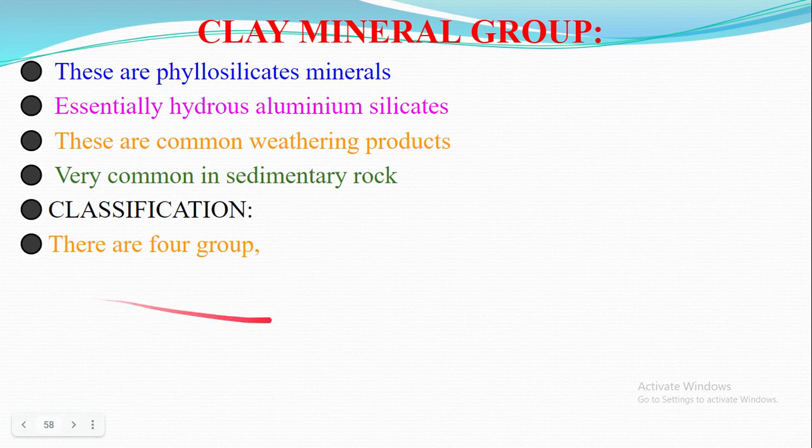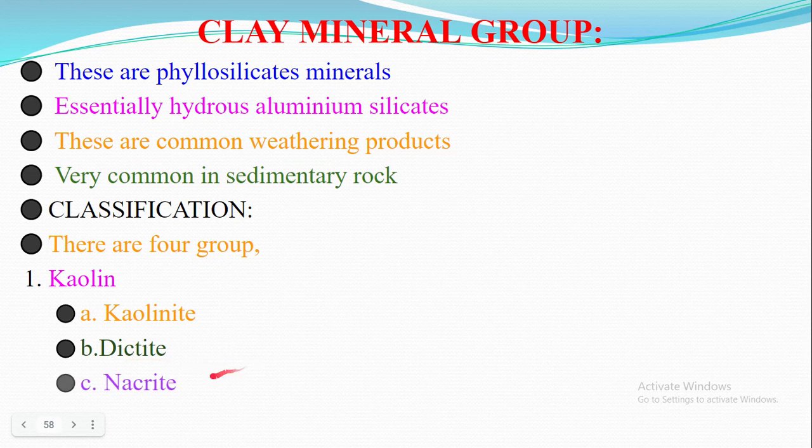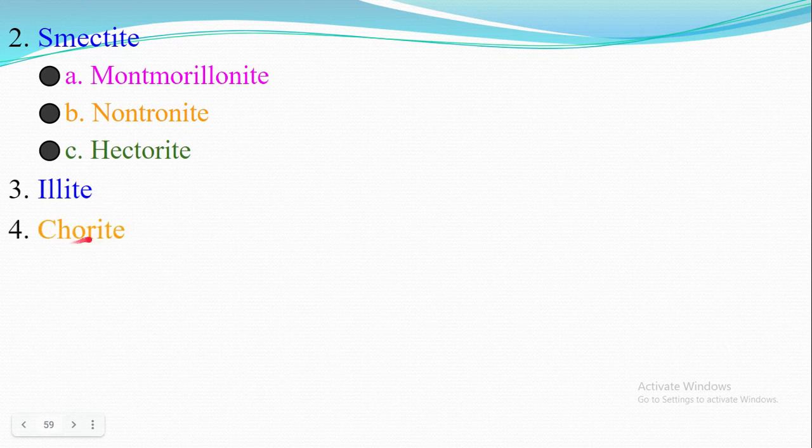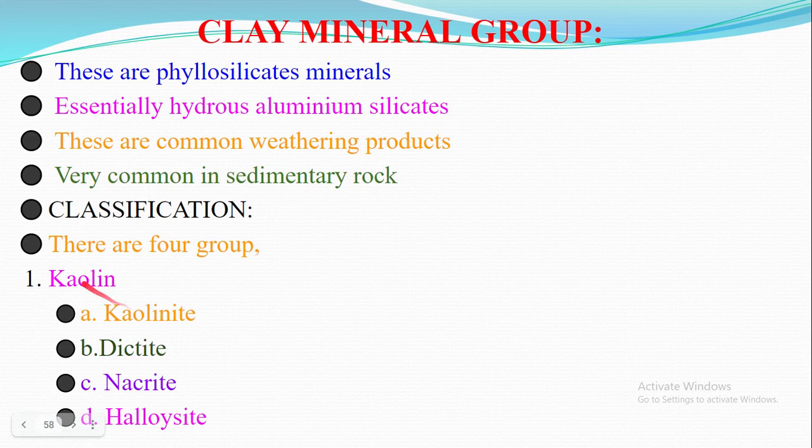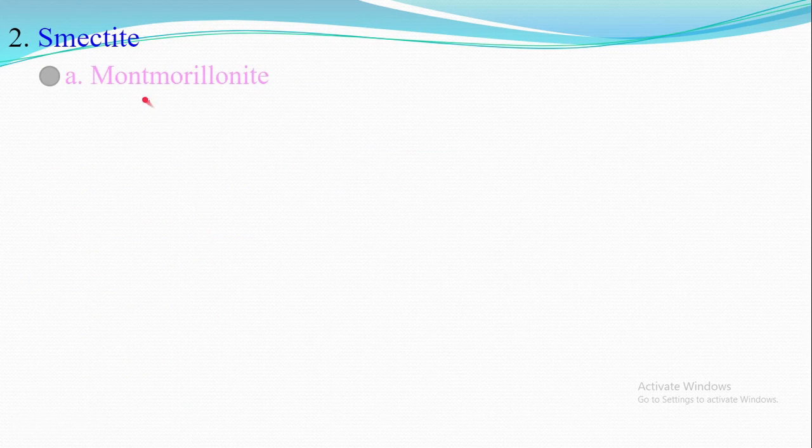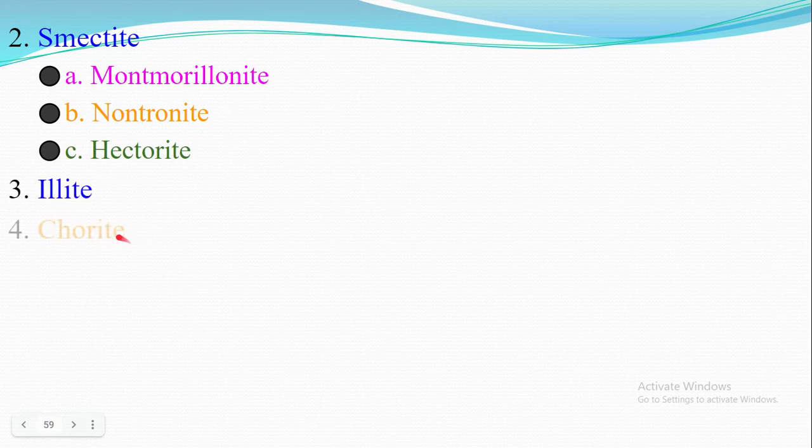There are four main groups. The kaolin group, kaolinite, dickite, nacrite, halloysite. We don't go into details about this. Kaolinite is one group, smectite is one group, including montmorillonite, nontronite, hectorite, illite is one group, and chlorite. So generally, what we discuss in clay is kaolinite, next montmorillonite which is important, then illite and chlorite. These are some of the clay minerals.